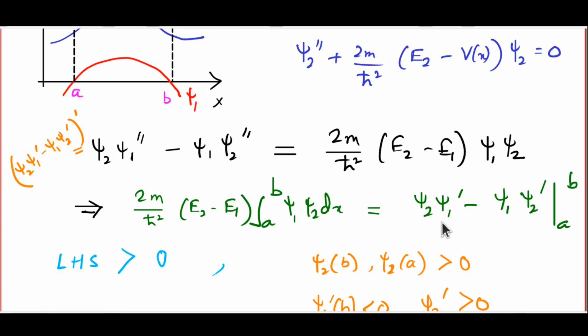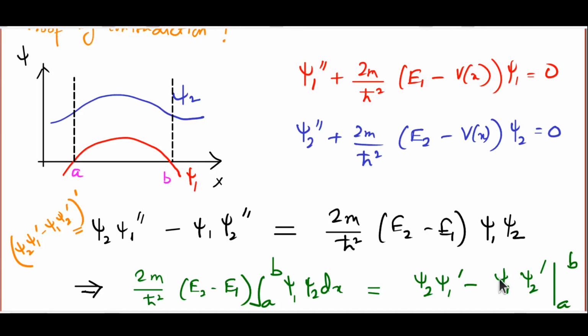according to the assumptions we have made, psi1 is positive in the interval between A and B, and psi2 is positive throughout in that interval, including at the two endpoints. So this integral is positive because it's an integral of just positive numbers. On the other hand, E2 minus E1 is also positive because we are considering psi2 to be the energy eigenfunction corresponding to the higher of the two energies. So this is a positive quantity. So the left hand side of this equation is positive, definitely. What about the right hand side?